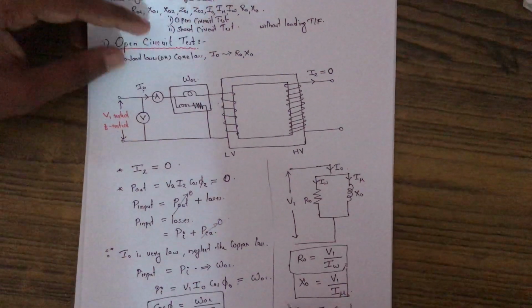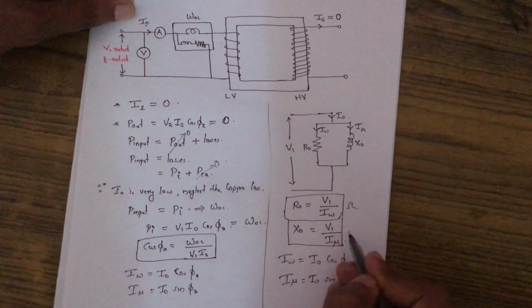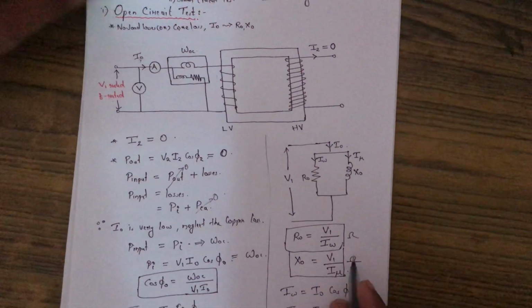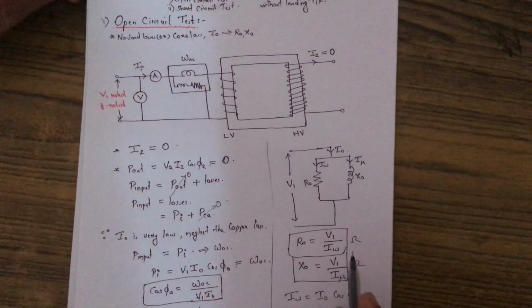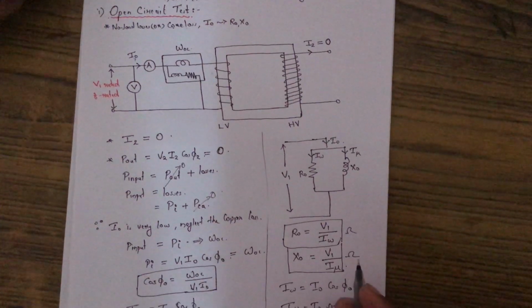From this analysis we can measure the values of R naught, X naught, I naught, and the core loss of this transformer can be found from this open circuit test. Okay, thank you.